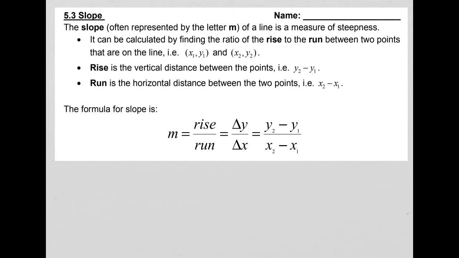And we can use this formula here: m equals rise over run, which is delta y over delta x. Delta means the difference. Delta y is the difference between the y values, which means y2 minus y1, and delta x is the difference between the x values, which is x2 minus x1.